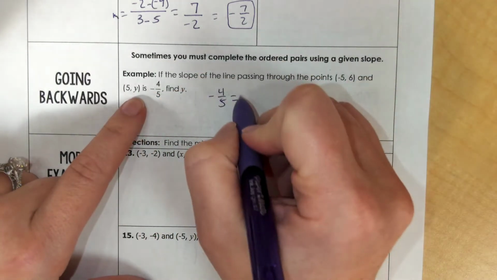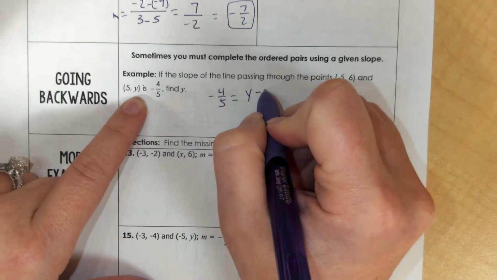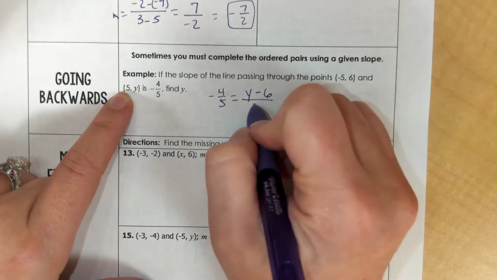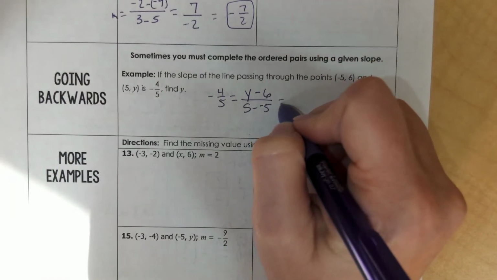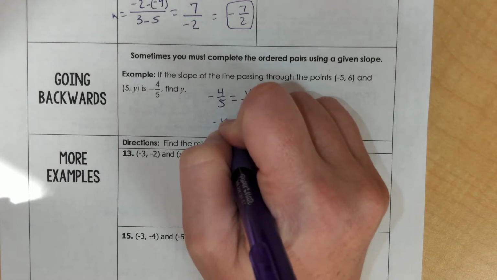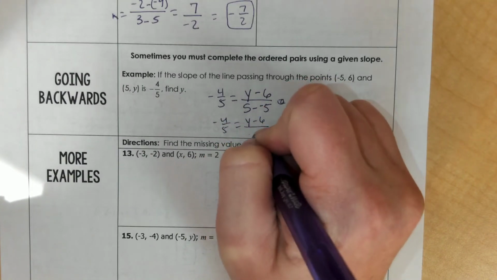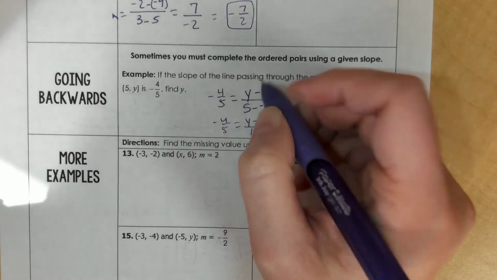We're also given the second y value, or the first y value, but not the second one. And then we have the 2x values. So I can simplify this. I end up with, let's see, negative 4/5 is equal to y minus 6 over 10. And I can cross multiply and do a proportion here.